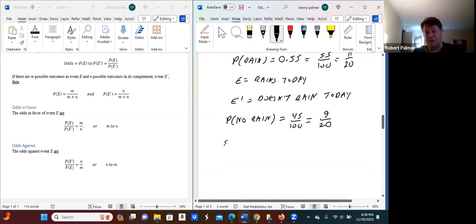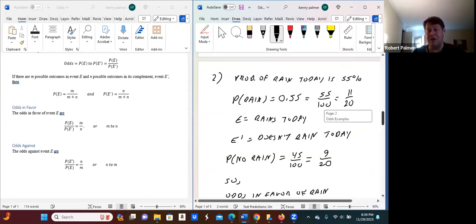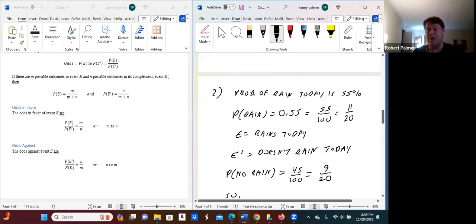Okay. So once again, if we do odds in favor and odds against, odds in favor of rain, and also when you do odds, you also want to reduce it like this if you can. So write it as a decimal, write it out as a fraction. In this case, it was 2 decimal places, so it's 55 over 100. If it was like 0.555, it would be 555 over 1,000, for example.